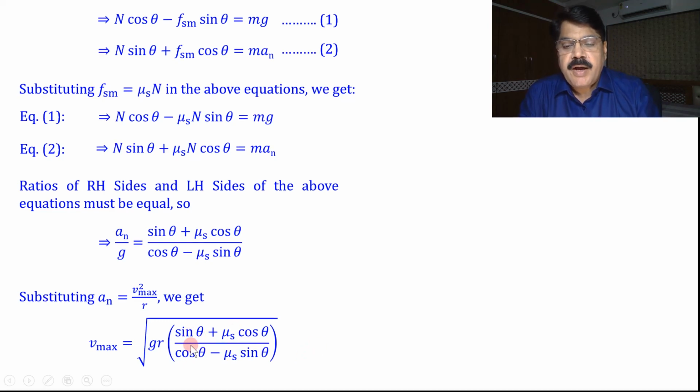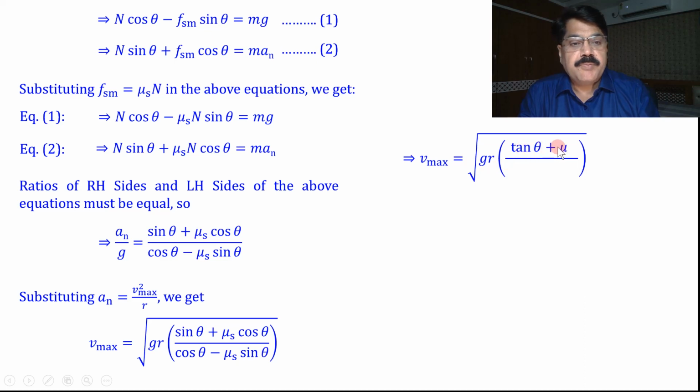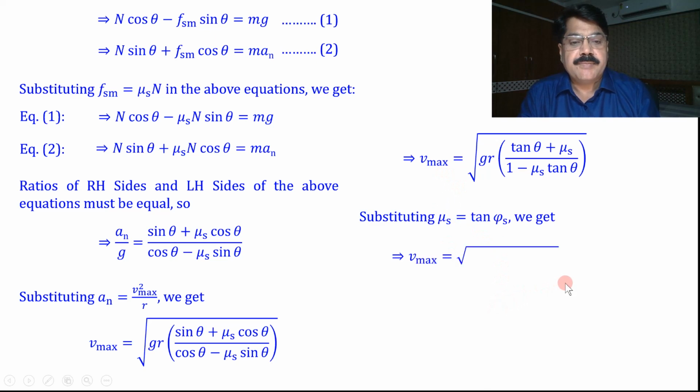Divide the numerator and denominator by cos theta. So what do you get here? Tan theta plus mu_s upon 1 minus mu_s tan theta. So we do it here. V max is equal to root of g r times tan theta plus mu_s upon 1 minus mu_s tan theta. Now if you substitute mu_s is equal to tan phi_s, this will become a very simple expression, tan of a plus b. Substituting mu_s is equal to tan phi_s, what you get? V max is equal to root of g r tan of theta plus phi_s.